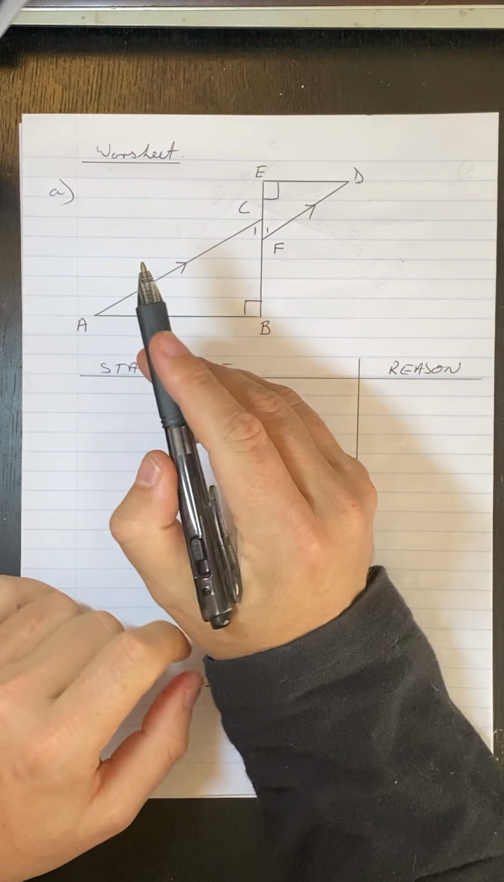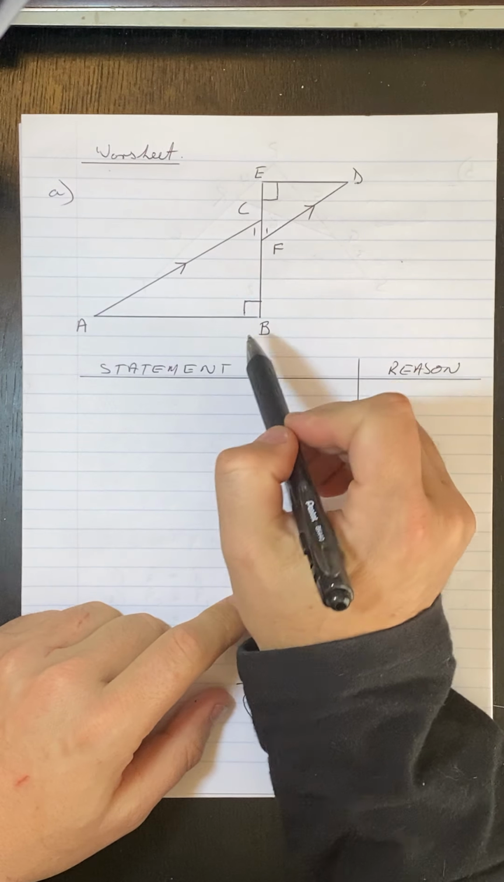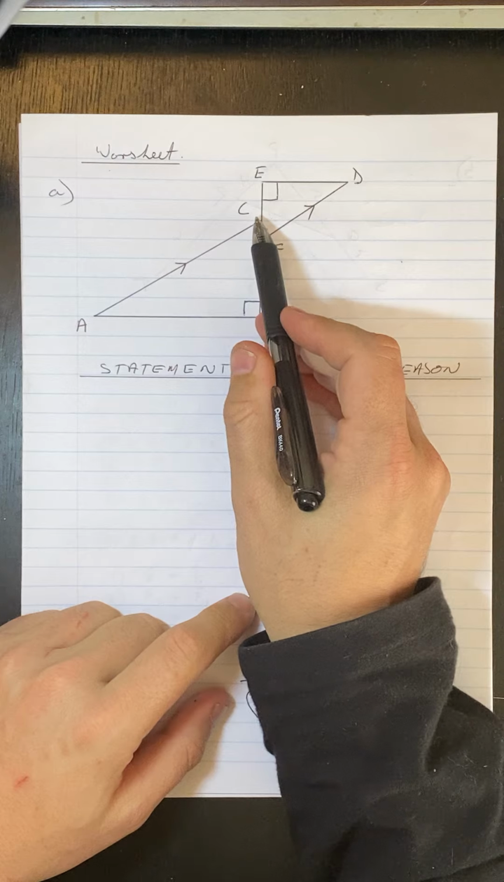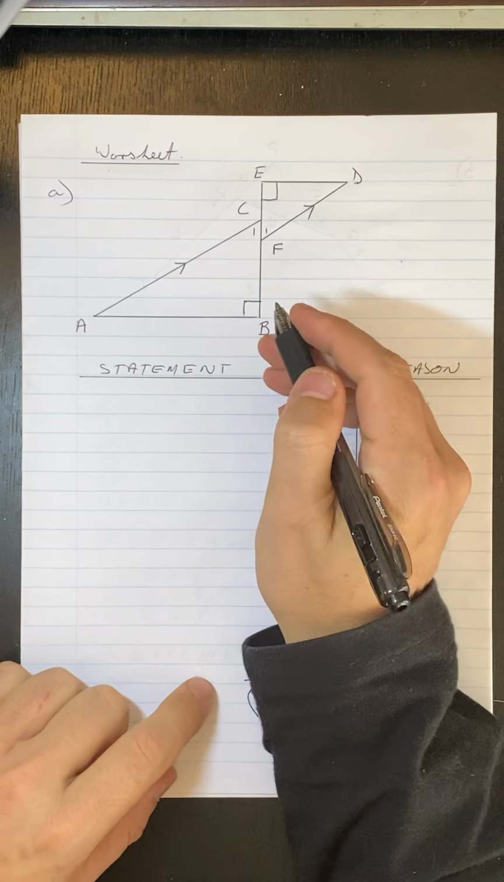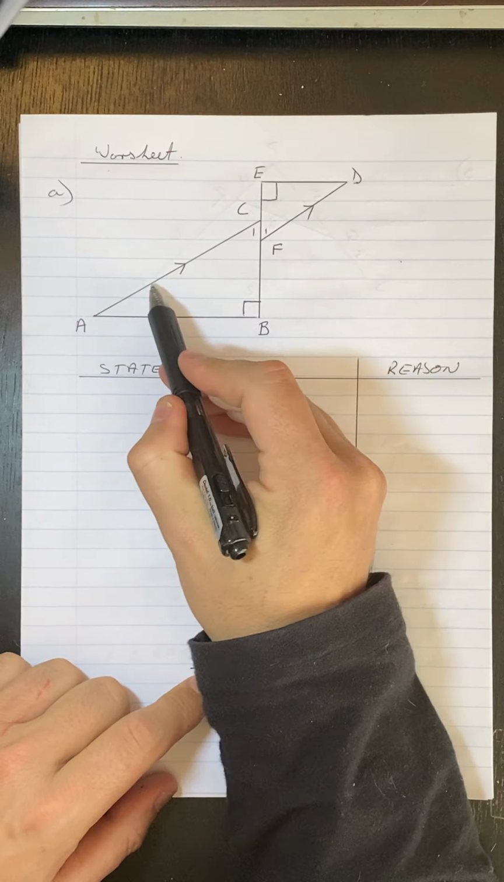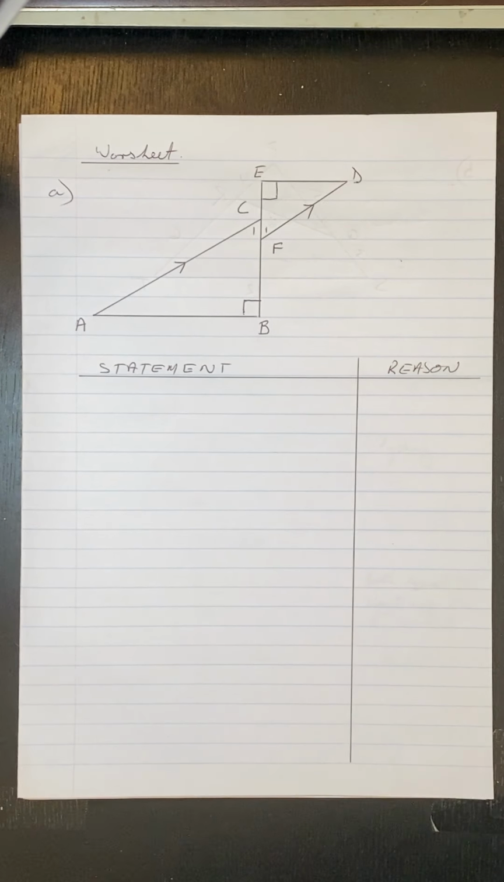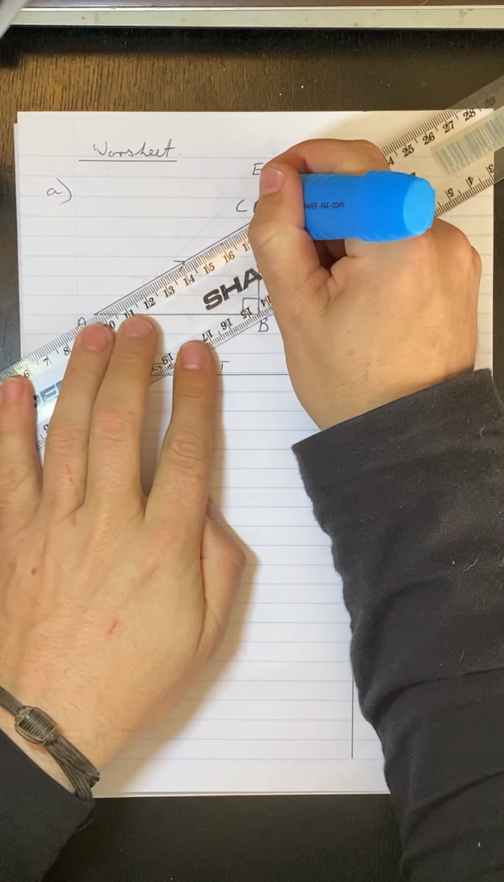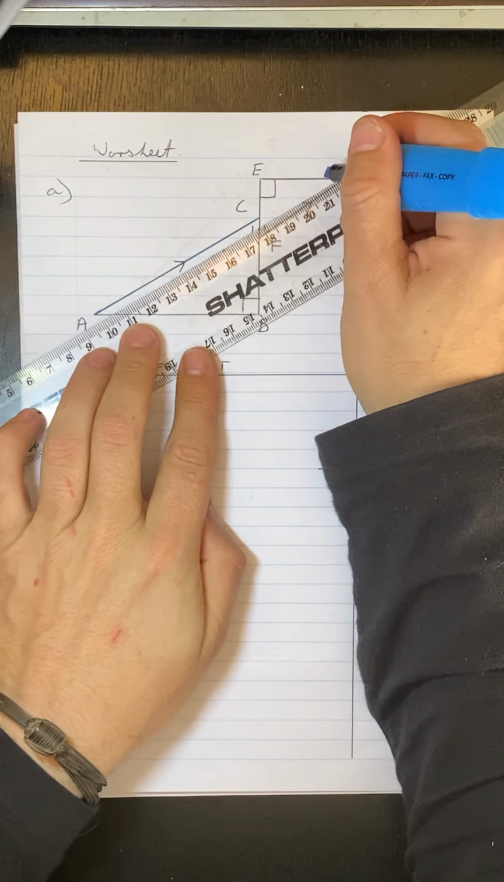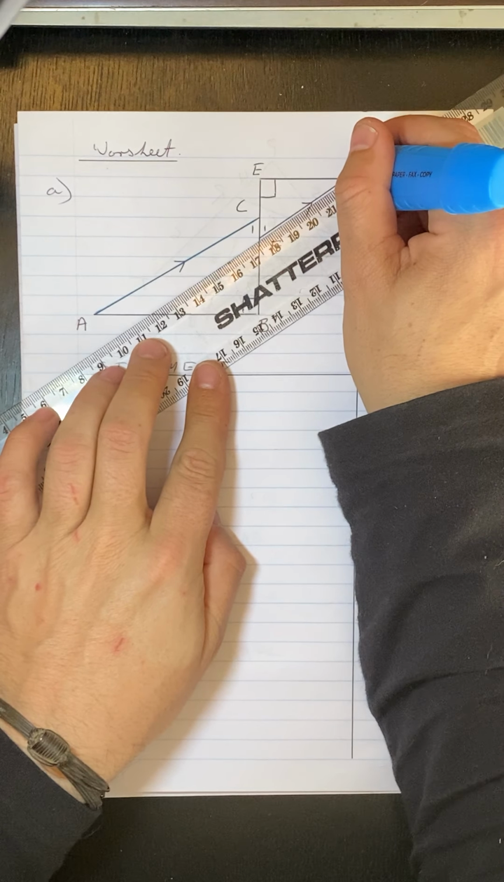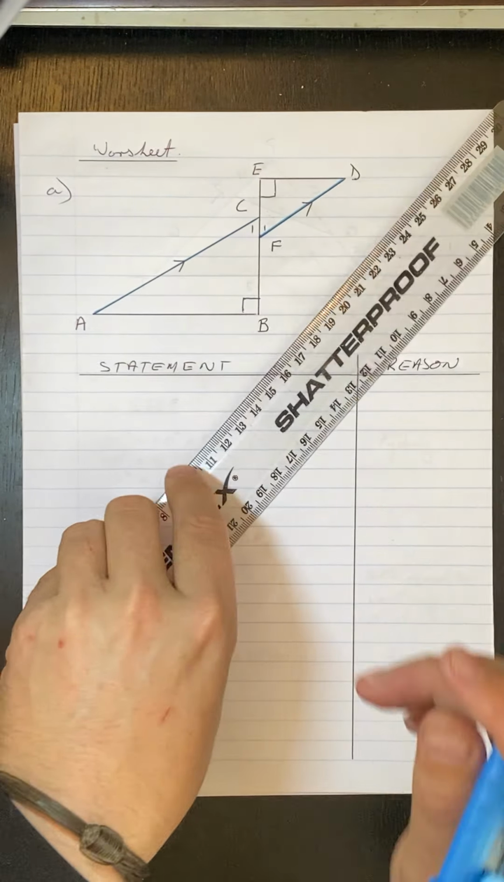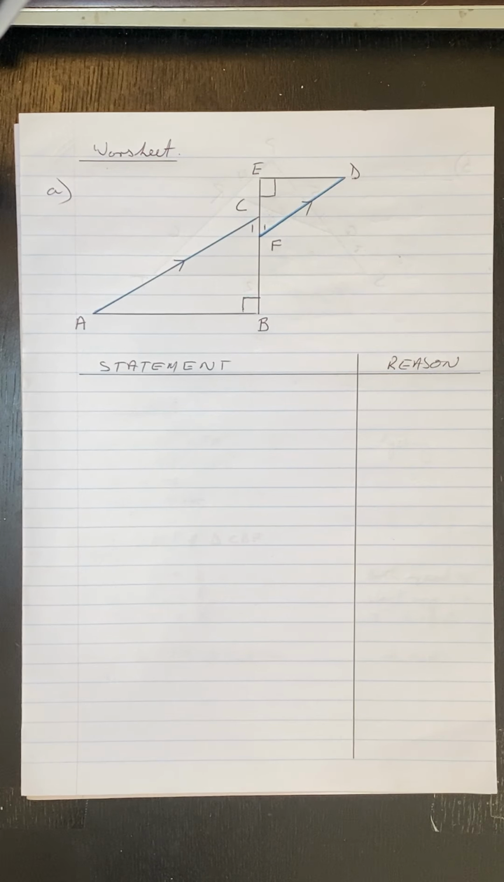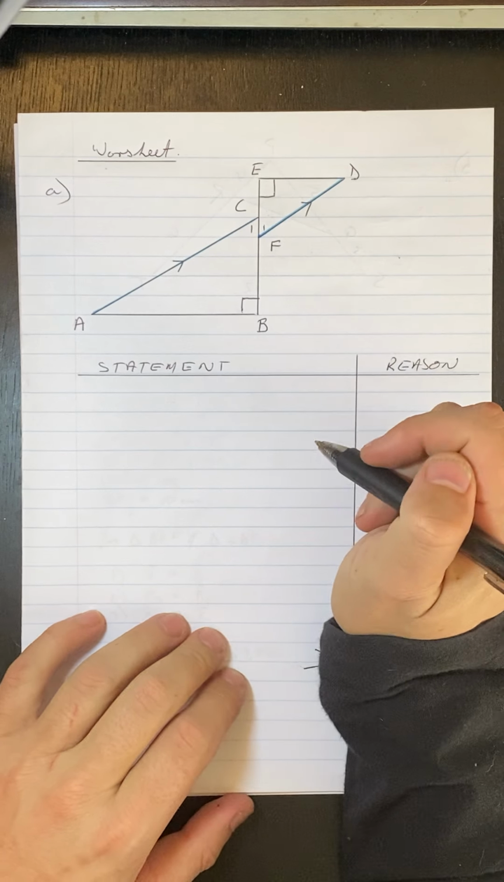First one says, prove that triangle ABC is similar to triangle DEF. They've given us that this line is parallel to this line. So what I want to do is just highlight those two, as a reminder to us that they're parallel. I probably suggest that you guys do this as well. It just helps to see that those lines are parallel. They've given us that angle E is 90 and B is 90.